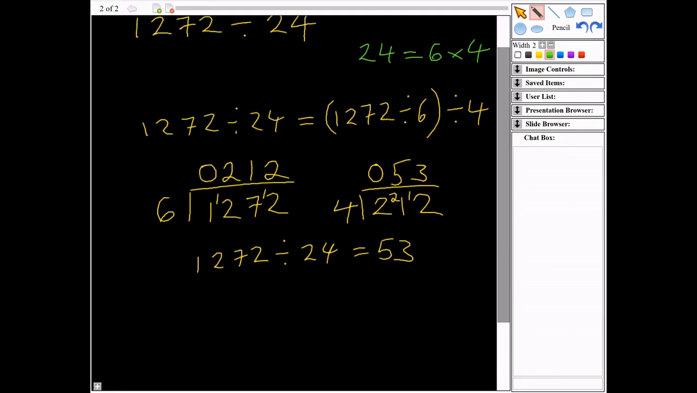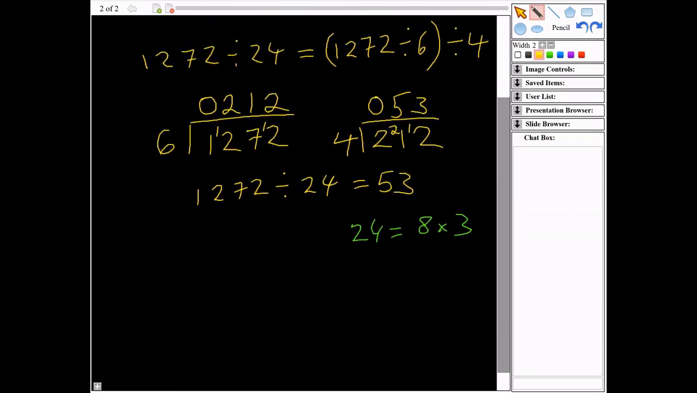Now you might say 24 is equal to 8 times 3, as well as 6 times 4. So why did you use 6 times 4? And the answer is I don't have to use 6 times 4. I should also be able to use 8 times 3 and get the same answer. So I'm going to try that, just to show that that will also work. I could divide by 8 first and then divide by 3. It shouldn't make any difference.